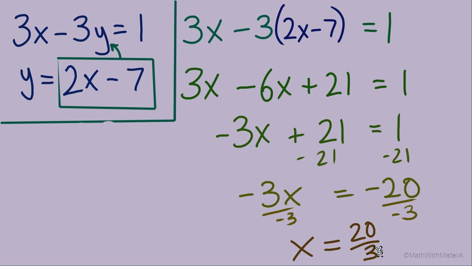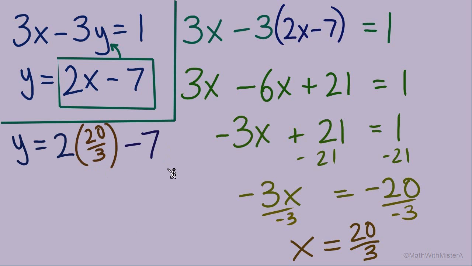So now let's substitute 20 over 3 in place of this x all the way back here. Y equals 2 times 20 over 3 minus 7. We've got order of operations. The multiply first. 2 times 20 will make 40 over 3. Now, minus 7. To get this 7 into an equivalent fraction with a denominator of 3, I'm just going to multiply by 3 over 3 to see negative 21 over 3.